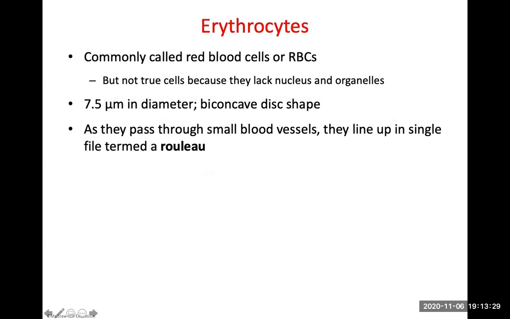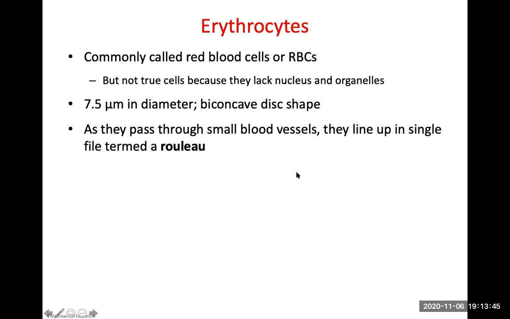Erythrocytes are commonly called red blood cells. They're not true cells because they lack a nucleus and organelles. They're about 7.5 micrometers in diameter. They have a biconcave disc shape, so they look like a donut, but without the middle.